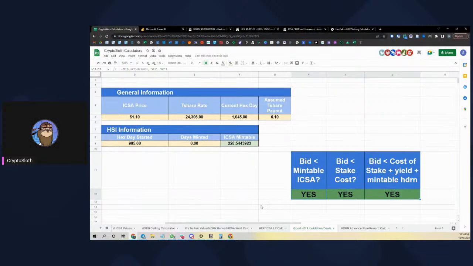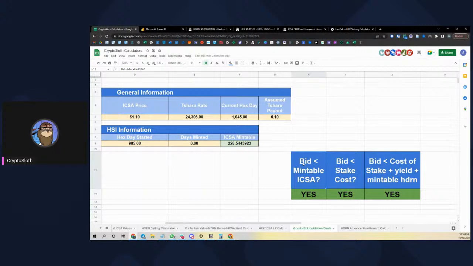So the three metrics that I'm mainly looking for to see whether or not an HSI is a good deal: is the bid less than the mintable icosa? This is like saying if I bid $1,000, but I could mint $1,200 worth of icosa, then I would be getting a deal on the liquidation auction.